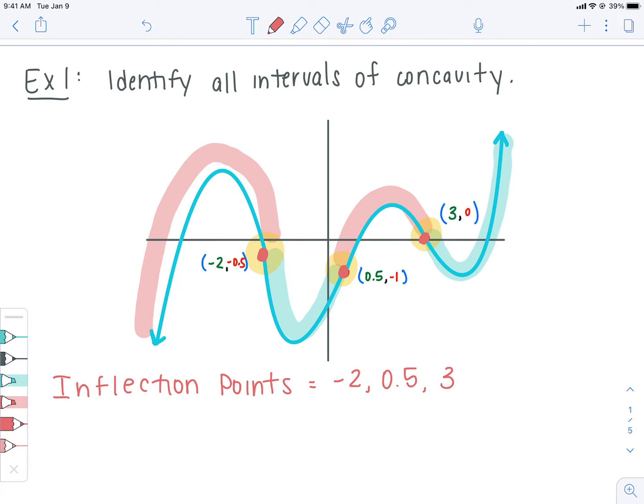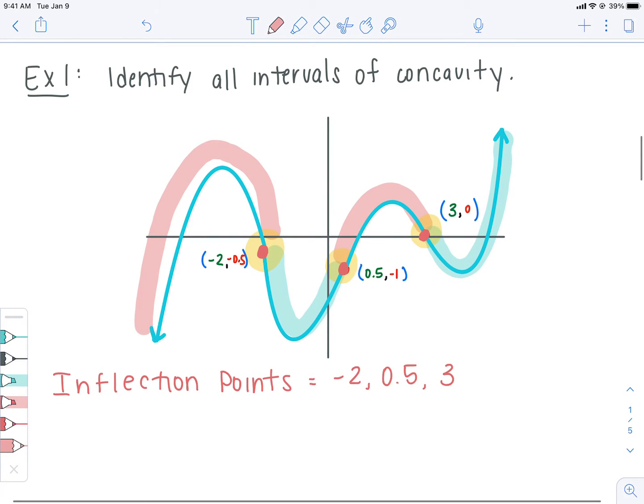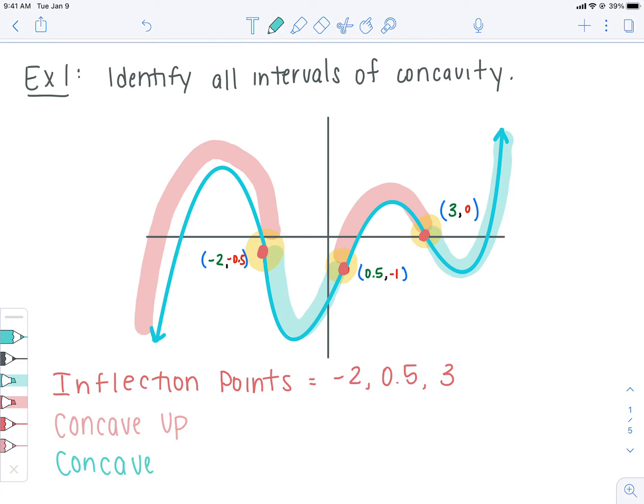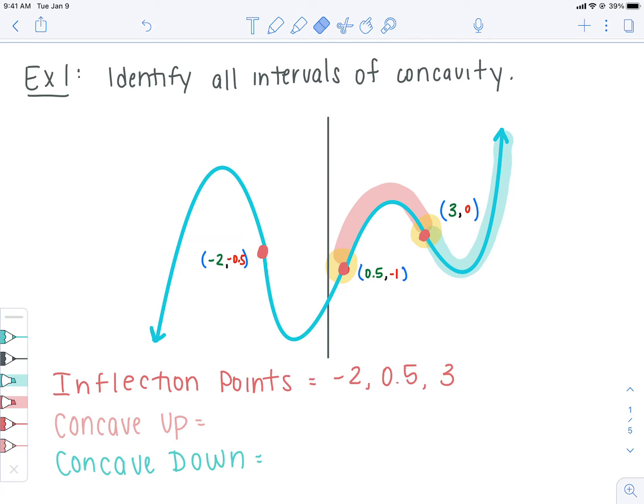So far, so good? Okay. So now, if I'm going to tell my intervals of concavity, I can have concave up, or I can have concave down, and I picked exactly the opposite colors that I drew it in. So yeah, I just want to get rid of this so we can re-highlight it.